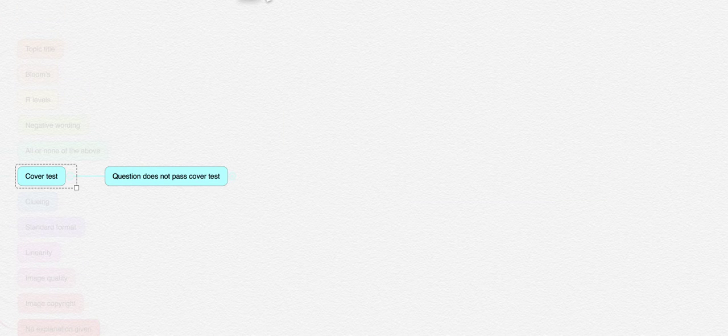The cover test is a concept. It's a little difficult to understand at first, although I've noticed that many of our editors are really getting very good at spotting questions that do not pass the cover test.